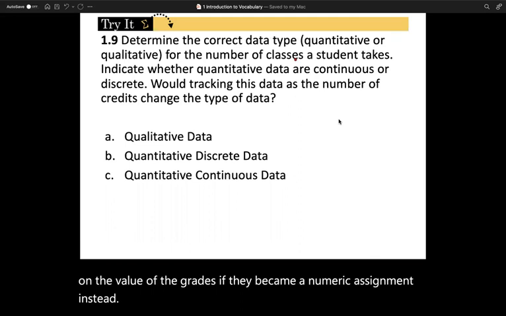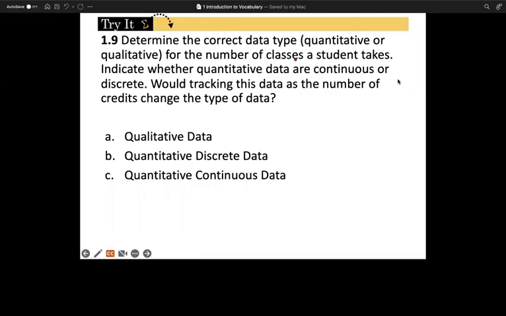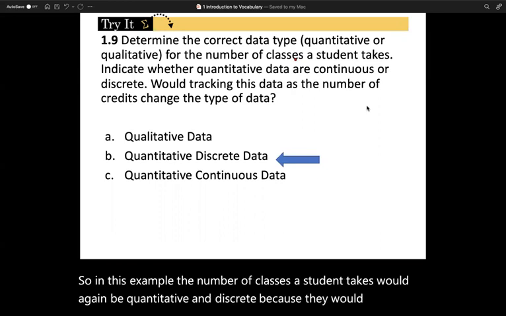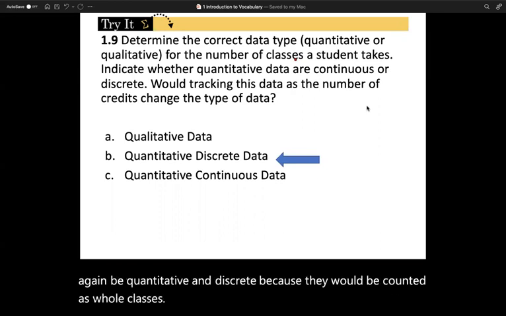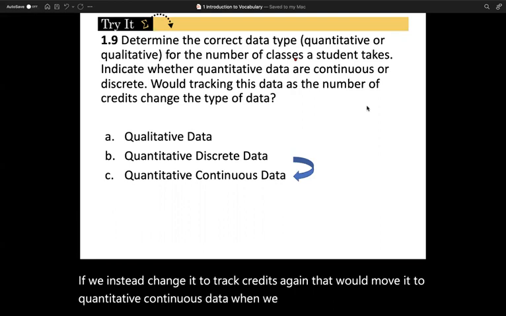How about this one? Okay, in this final example, what do we have? So in this example, the number of classes a student takes would again be quantitative and discrete because they would be counted as whole classes. If we instead changed it to track credits, again, that would move it to quantitative continuous data when we count credits instead of number of classes.